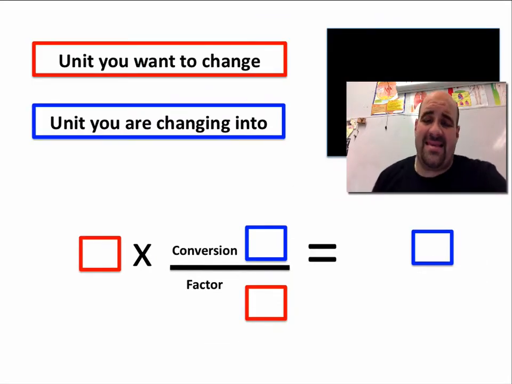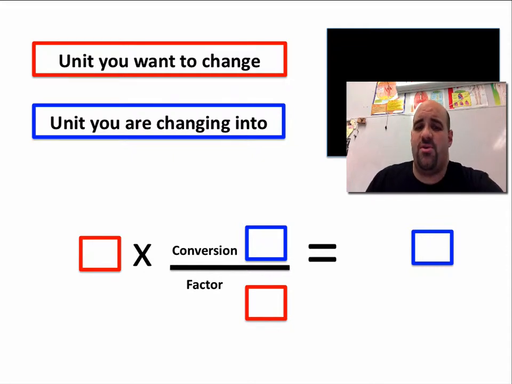This is a basic setup I made for you. I'm hoping that you can maybe write this down in your notes or color coordinate it. Use a pen and a pencil. Maybe use one box, a square box, one a squiggly box. Somehow get used to setting up your problems like this. The unit you want to change always goes in the top and the bottom. And the unit you're changing into goes in the numerator and your final answer.